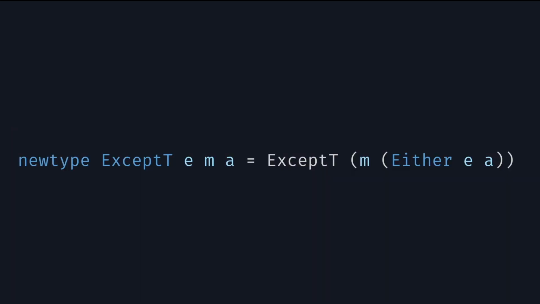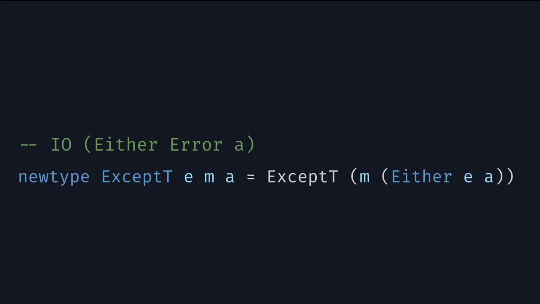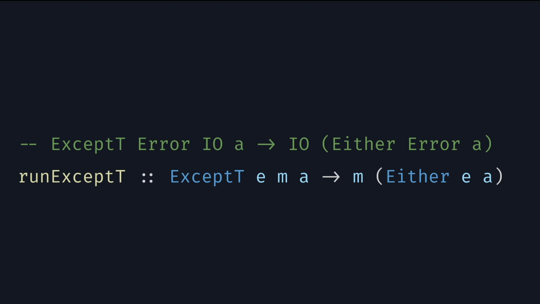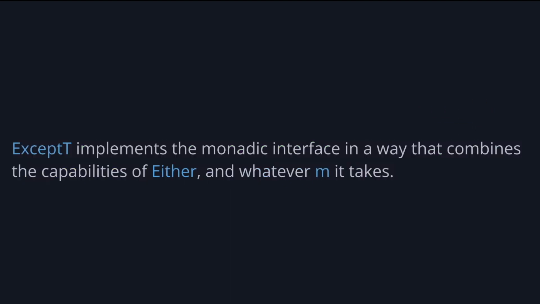For example, if you want to compose values of a type that is equivalent to I/O of Either error or A using the monadic interface of the function bind, we can use a monad transformer called ExceptT and stack it over I/O. Remember that a newtype is a new name for an existing type, and if we substitute E with an error and M with I/O, we get exactly I/O of Either error or A, as we wanted. And we can convert an ExceptT error I/O A into I/O of Either error or A using the function runExceptT. ExceptT implements the monadic interface in a way that combines the capabilities of Either and whatever M it takes.